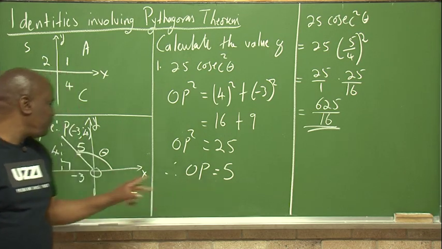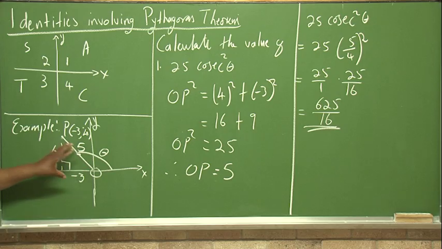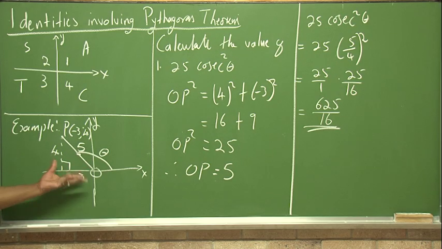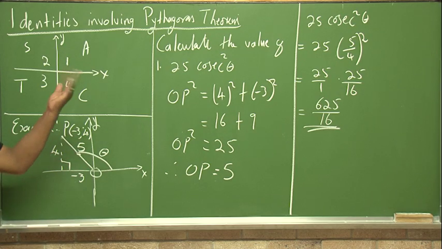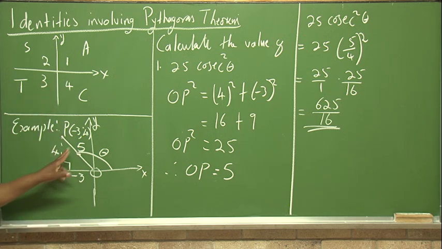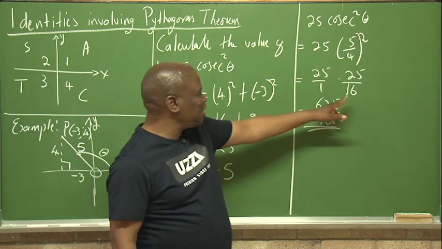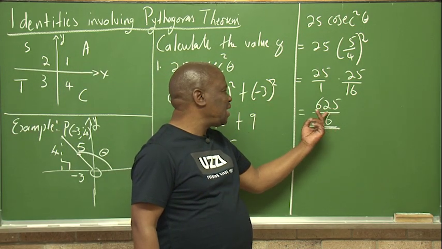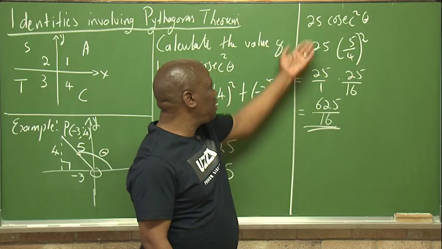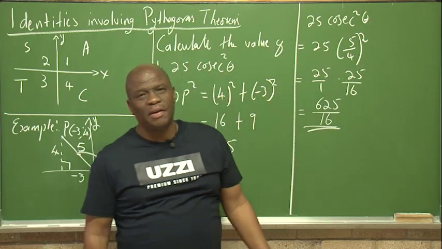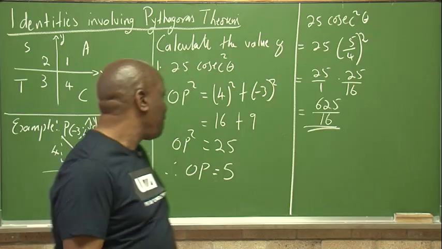So if OP is 5, you write 5 here. Now, in our right angle triangle, we know the 3 sides. The cosec is defined as hypotenuse over opposite, 5 over 4. Then if you square it, 25 over 16, multiply the 25, you've got 625 over 16.